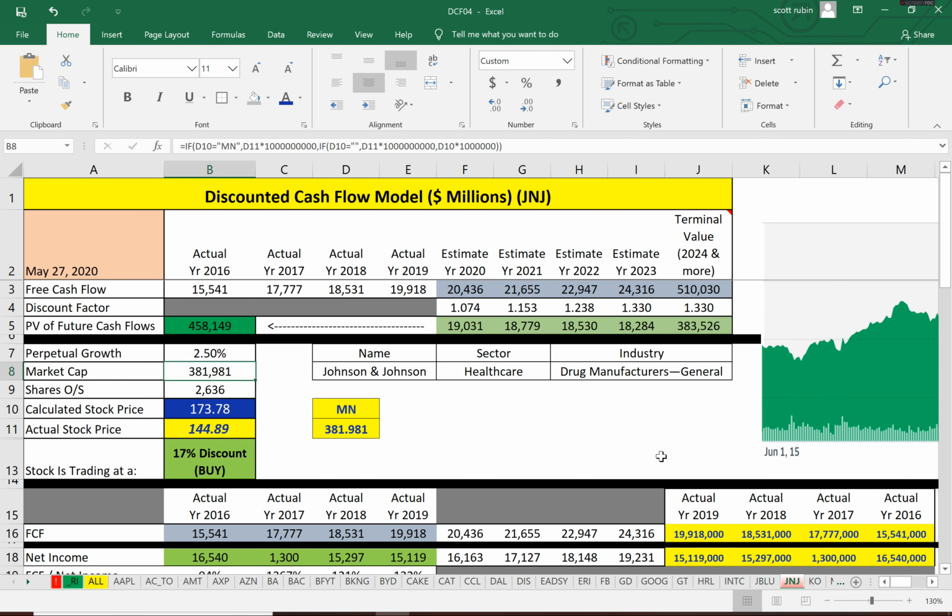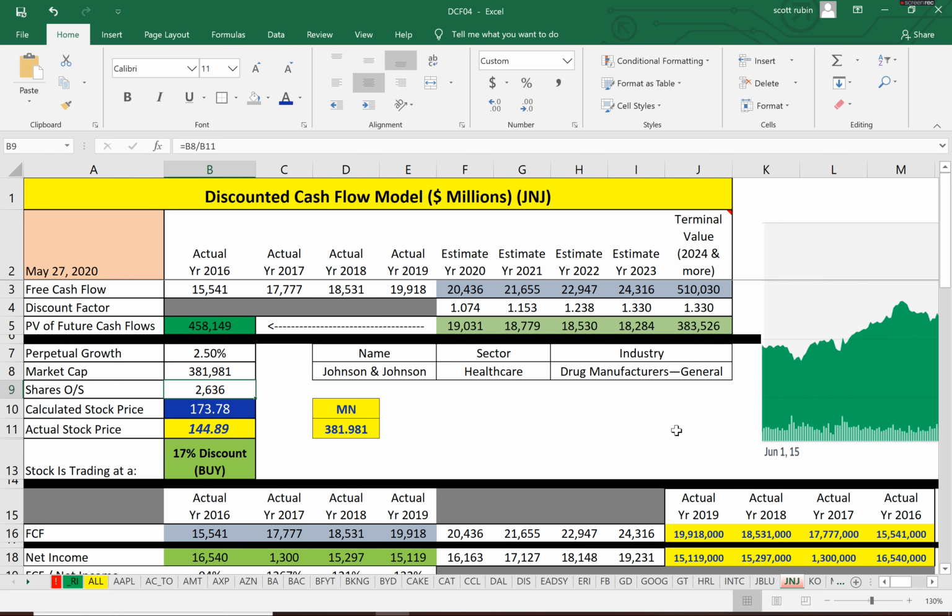Now, let's see the valuation. So we did the estimation of the free cash flows. We did for 4 years. Then we did a terminal value, which is all the future years. And we used a Gordon growth model to figure that out. And when we discount those numbers back to today, we get a value of Johnson & Johnson of $458 billion.